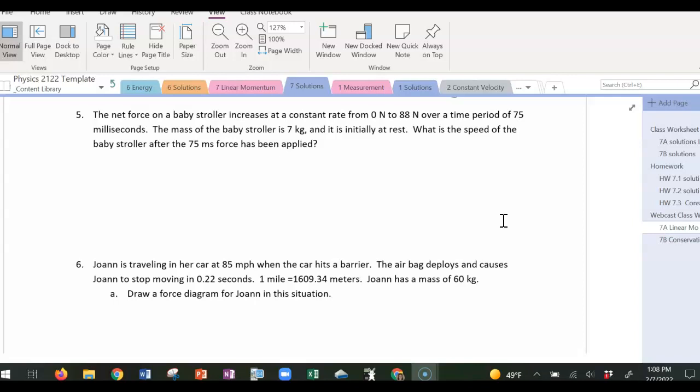The force on this stroller increases at a constant rate from 0 newtons to 88 newtons over a period of 75 milliseconds. The mass of this baby stroller is 7 kilograms, and it is initially at rest. And we'd like to know what is the speed of the stroller after the 75 milliseconds of force has been applied. Okay, so we know that the impulse on this stroller will cause its momentum to change.